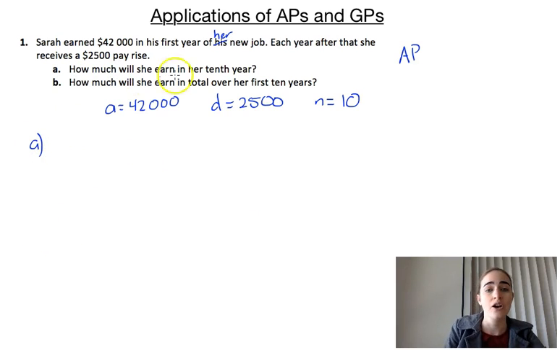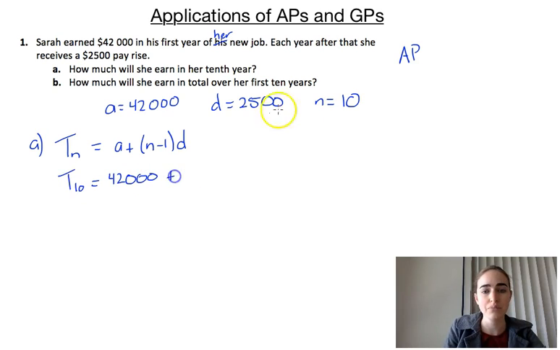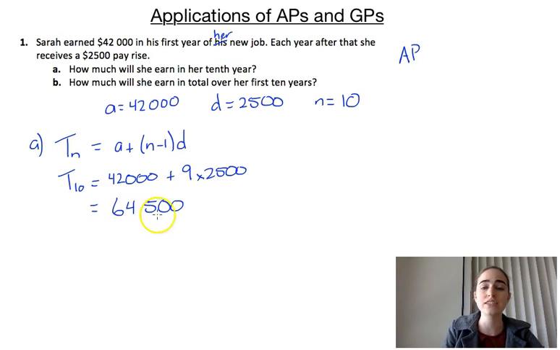For part a, we want to know how much she's earning in her 10th year, which means we want to find the 10th term. To find the nth term of an arithmetic series, we have the formula a + (n - 1)d. So in our case, T10 = 42,000 + 9 × 2,500, since 10 minus 1 is 9. And that will give us 64,500. So in her 10th year, she's going to earn $64,500.